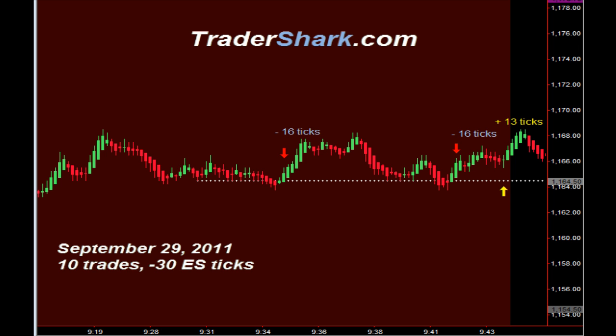Today is Thursday, September 29th, 2011. The following are examples of trade setups that occur on a regular basis. We are showing 10 valid trade setups for a potential loss of 30 ES ticks. The market opened up this morning at 1164.50, represented by this white dotted line.